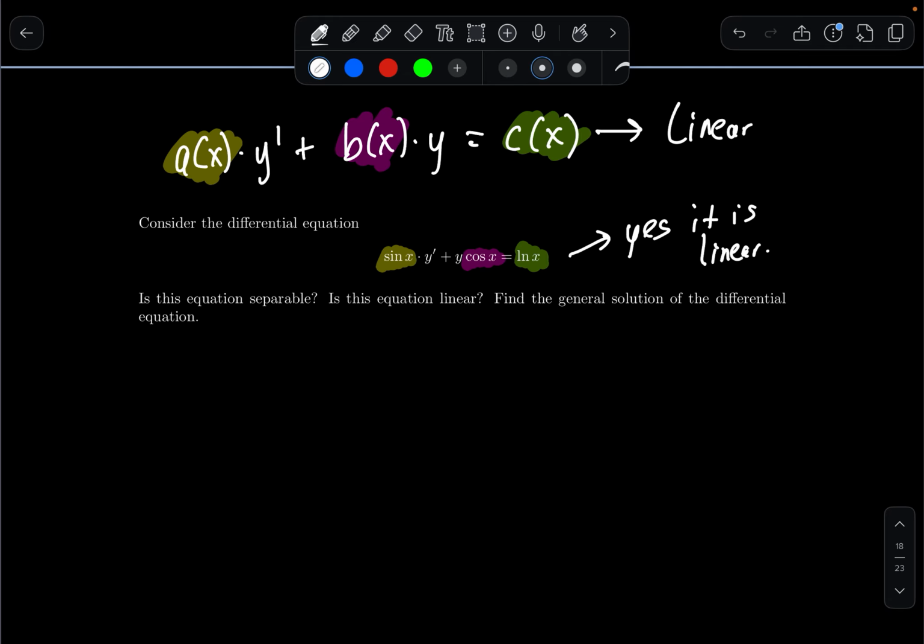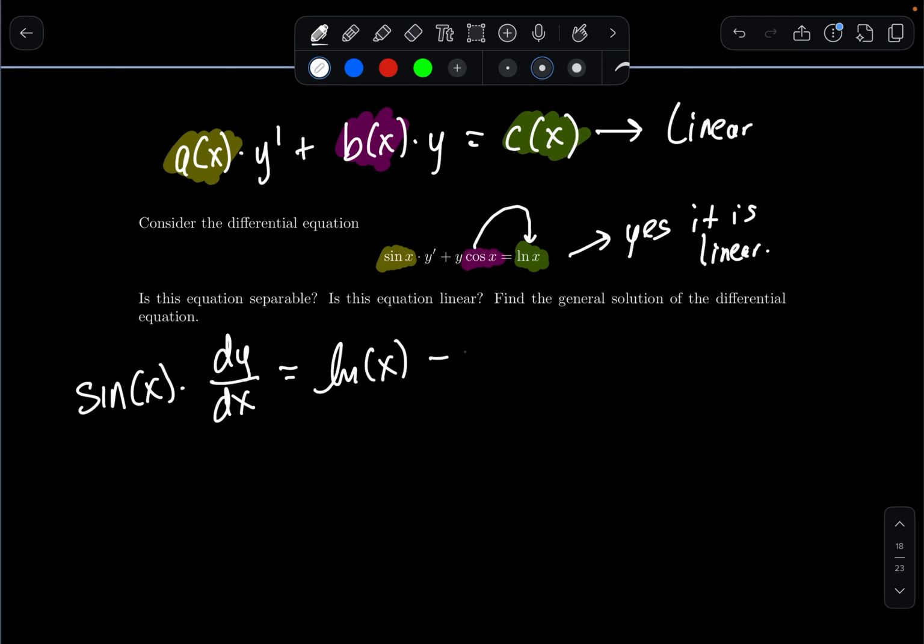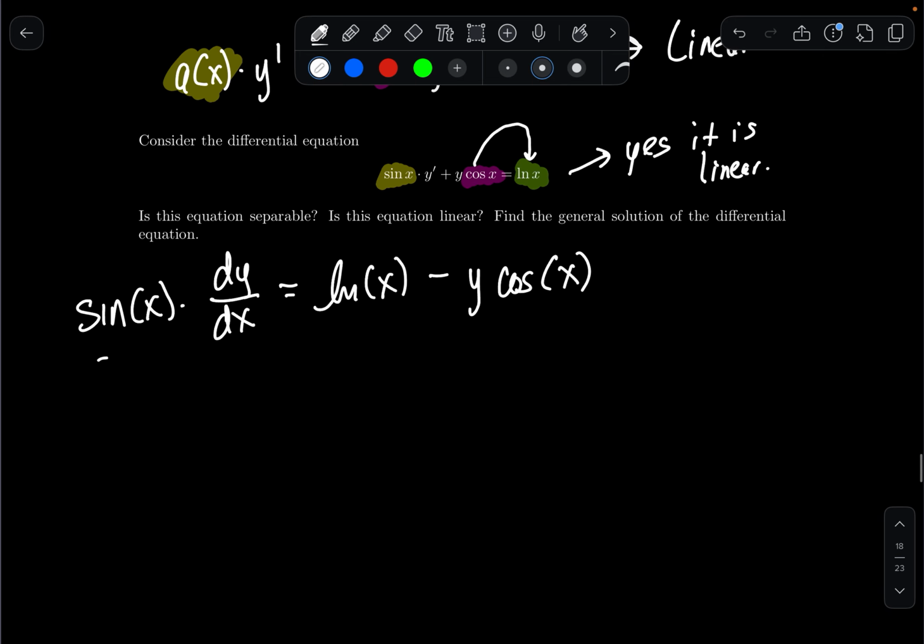We're also asked to determine if it happens to be separable. Okay, and it's not as clear to check if it's separable or not. So again, if we're going to check if something's separable, I like to write the derivative in the Leibniz notation, so dy over dx. I'm also going to move this term over to this side, because remember, you want to try to get the dy over dx by itself. So we get natural log of x minus y cosine of x. And then let's divide by sine of x to get the dy over dx by itself.